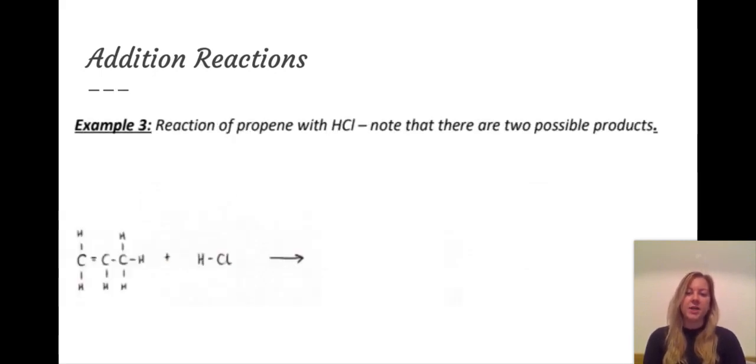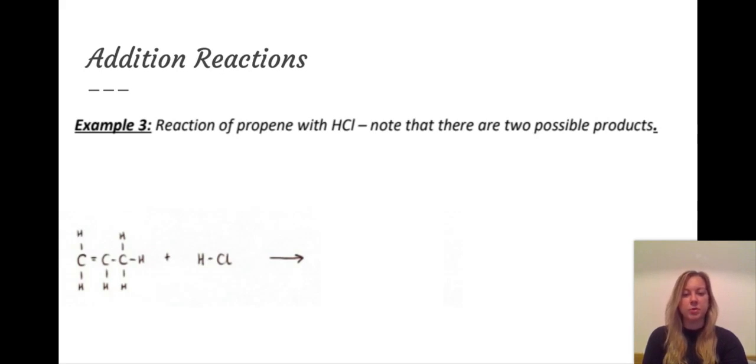Example 3, reaction of propene with HCl this time. Now note that there are 2 possible products here. Where we have a compound joining on that has 2 different elements in it, they can be the normal way, how they're written, but they can also be flipped. I'll show you what I mean.